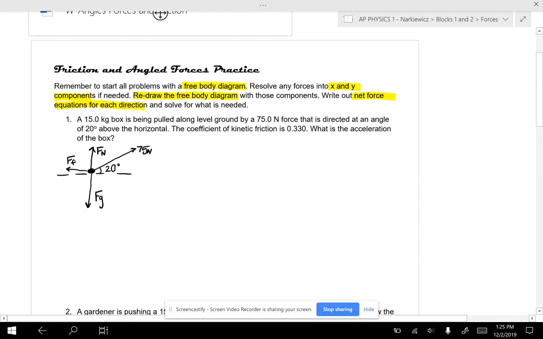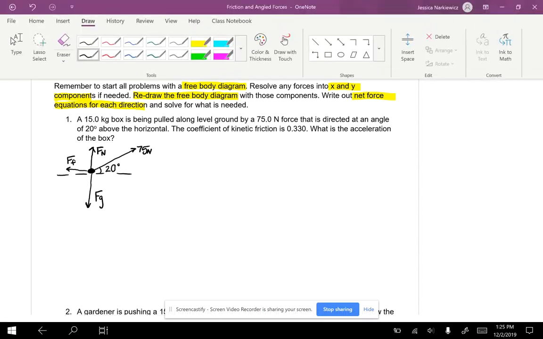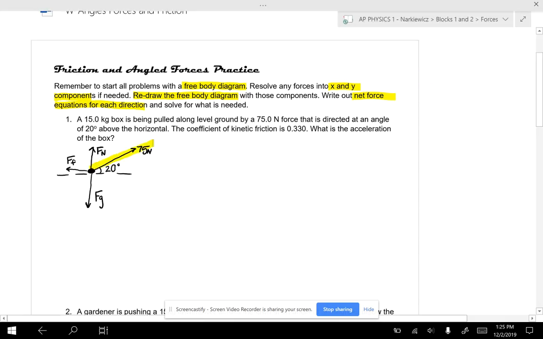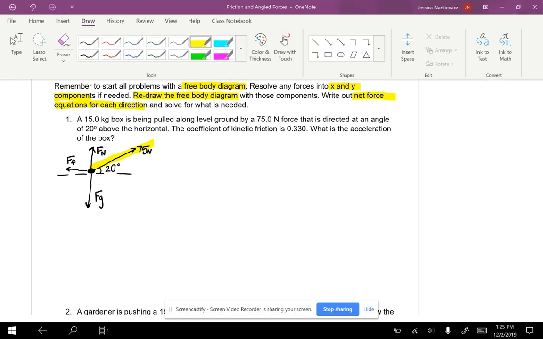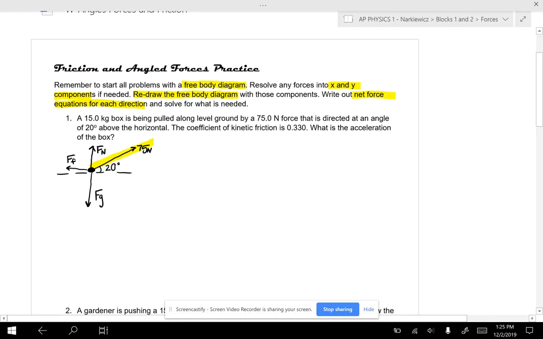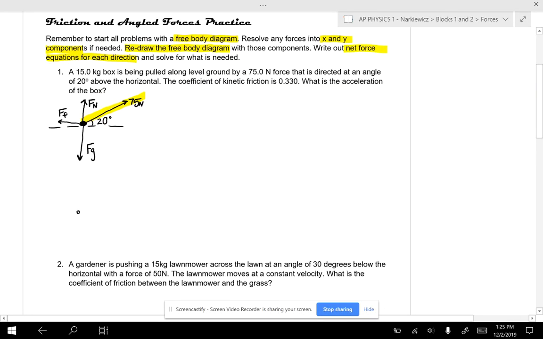Now, unfortunately for us, this 75 Newton force is off at an angle, so we have to break it up into components. So those are those X and Y parts. So our new free body diagram with those components looks like Fx. So I'm calling this 75 Newton force F. Then we have an Fg. We have an Fn. We have an Fy. And we have an Ff.